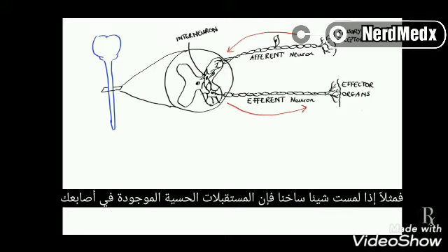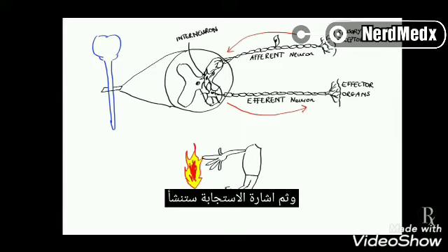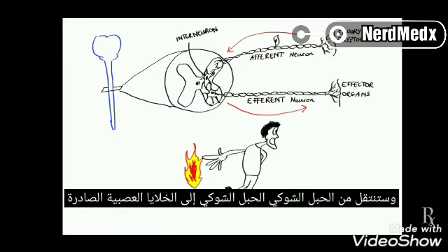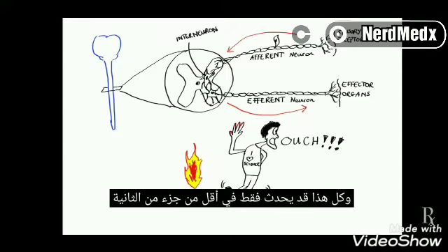So, for example, if you touched a hot object, sensory receptors located in your fingers would immediately initiate a signal that would travel through afferent neurons to the spinal cord, and then from there a response signal would be initiated and would travel from the spinal cord through efferent neurons to the muscles in your hand, which would result in reflexive withdrawal of the hand. And all this would happen in just a fraction of a millisecond.